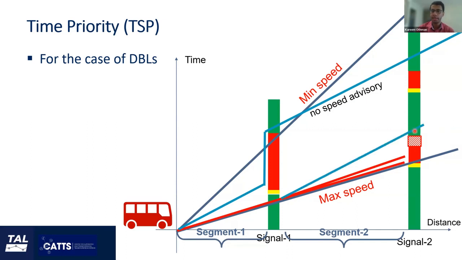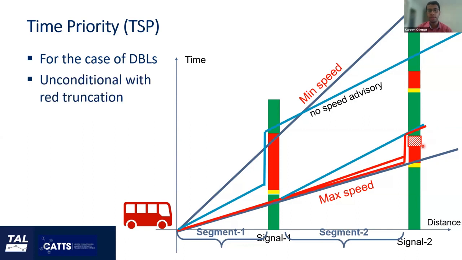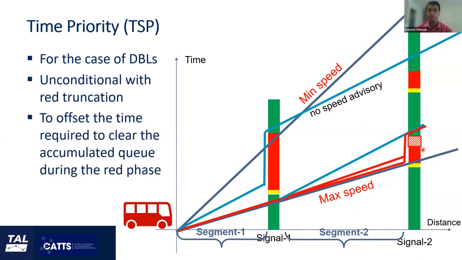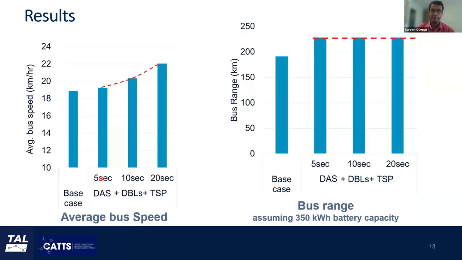So you will keep iterating until you reach a speed that allows the bus to arrive at the intersection after the traffic queuing in the bus lane has dispatched. So what happens here is that you have some time lost to allow the traffic to clear the bus lane. To offset this time, we use unconditional red truncation, to offset the traffic accumulating in the bus lane during the red phase. And just quickly, we have tested this strategy with 3 levels of transit signal priority.